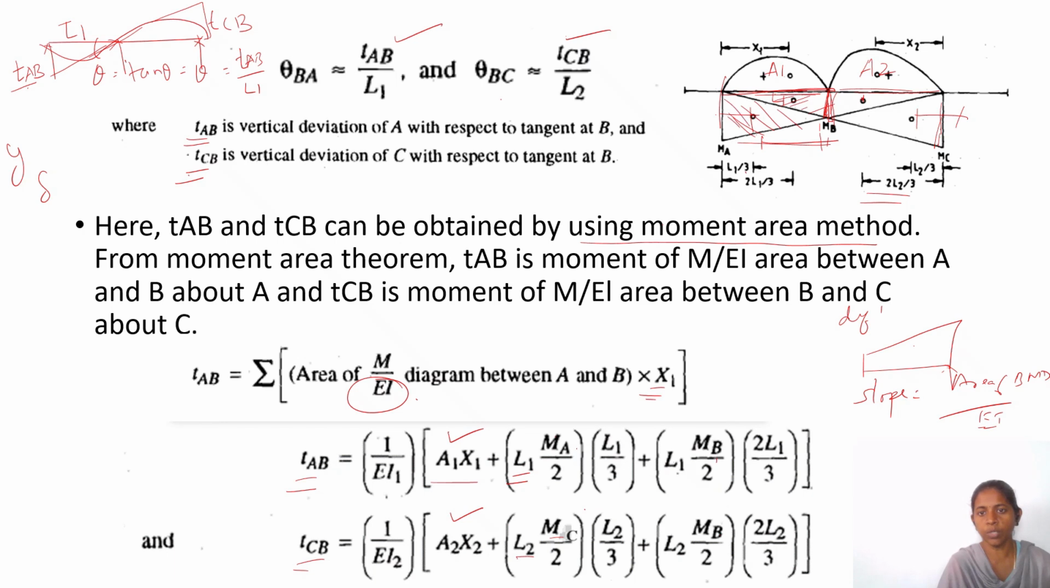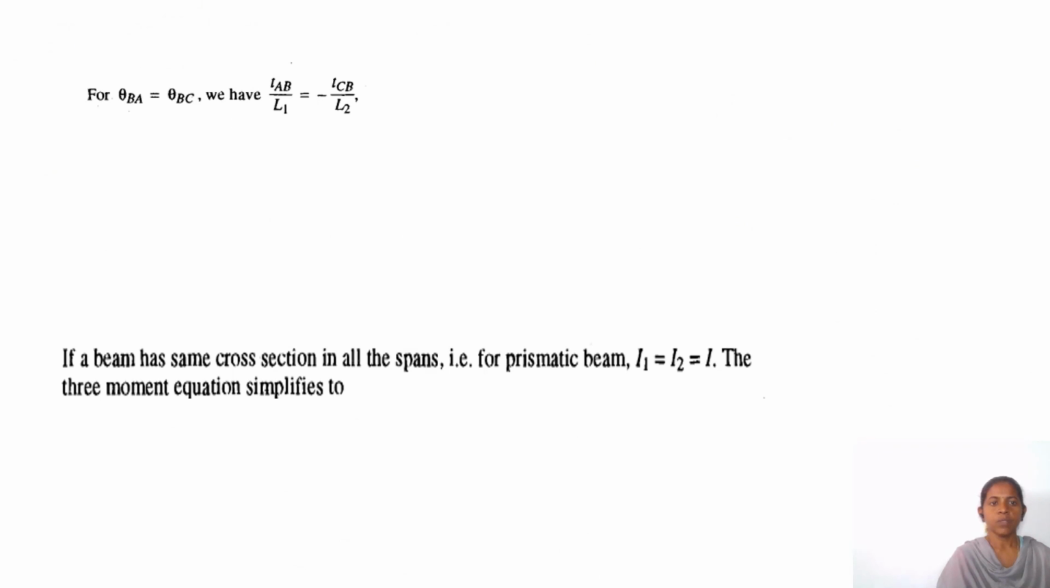You can differentiate both the triangles. From here it is L2 by 3. For this triangle it is 2 times L2 by 3. So we arrived at some equations for the deflection. So next, theta BA equals theta BC equals TAB by L1, which is equal to minus TCB by L2. Why is it minus?